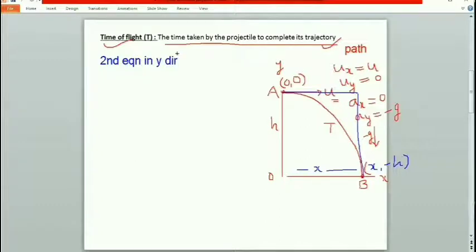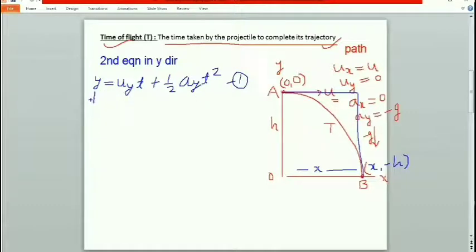Okay, let us see what is second equation in y direction. That is y equals uy t plus half ay t square. This is the second equation of motion in y direction, just similar to the equation as you have learnt in 9th class, s equals ut plus half at square.